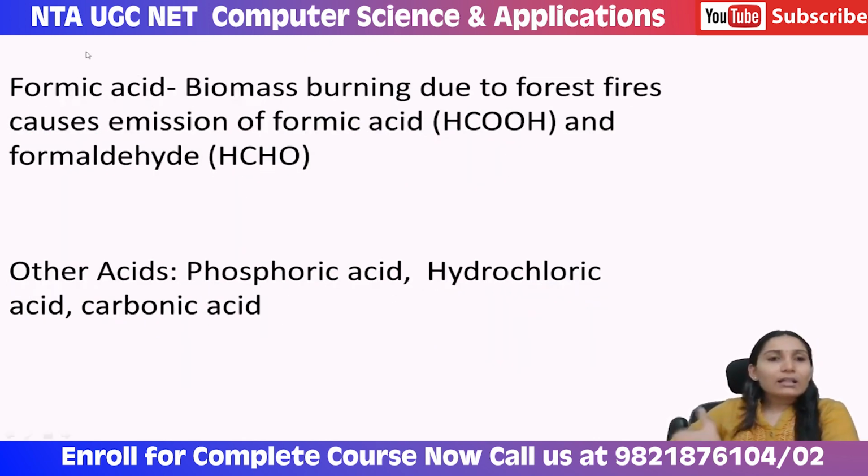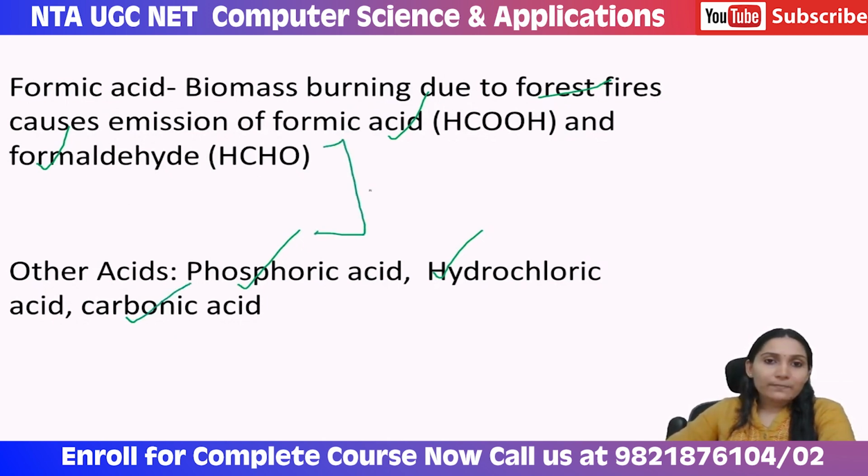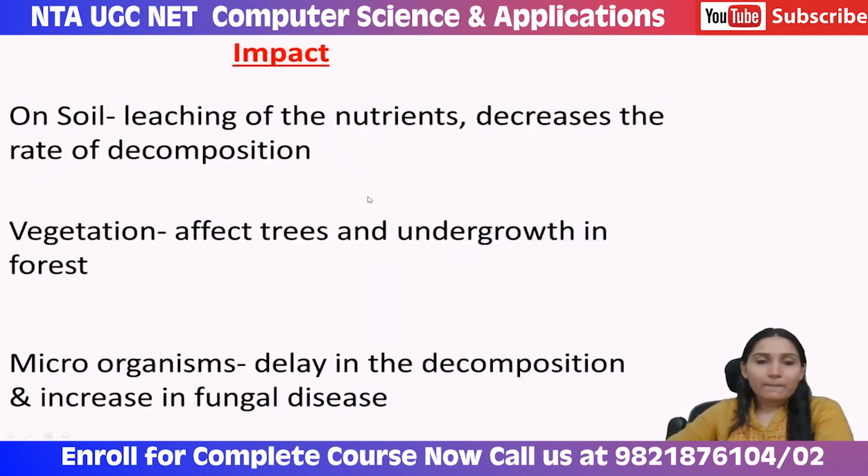Then these are the other acid components, that is formic acid. Biomass burning due to forest fires causes emission of formic acid and formaldehyde. And other acids are phosphoric acid, hydrochloric acid and carbonic acid. So these are the components of acid rain.